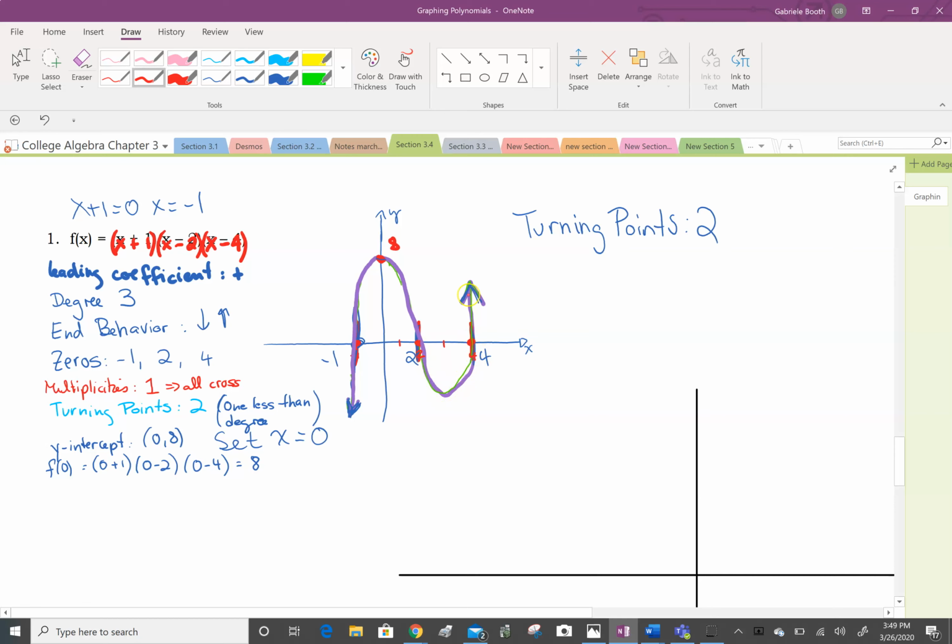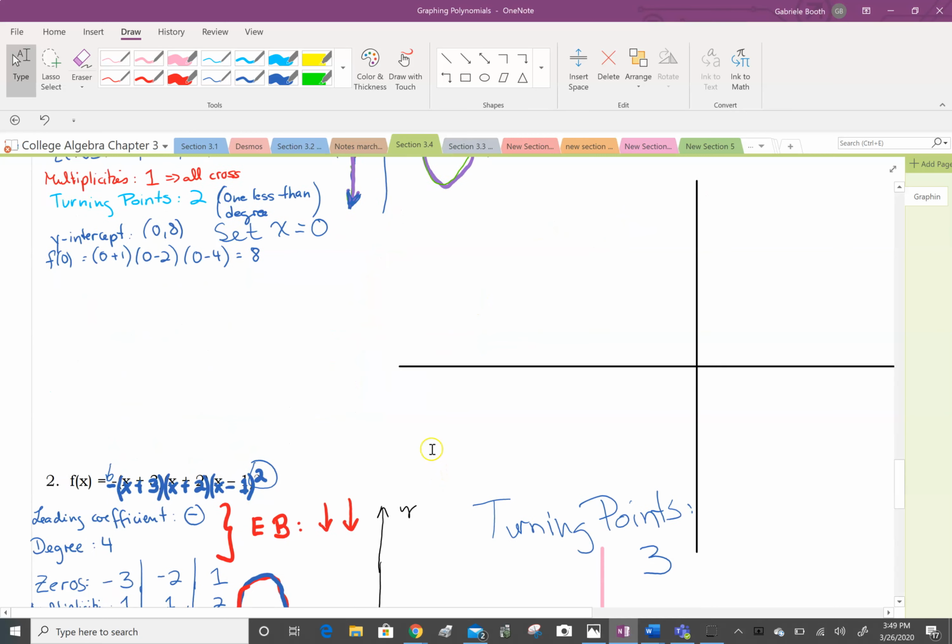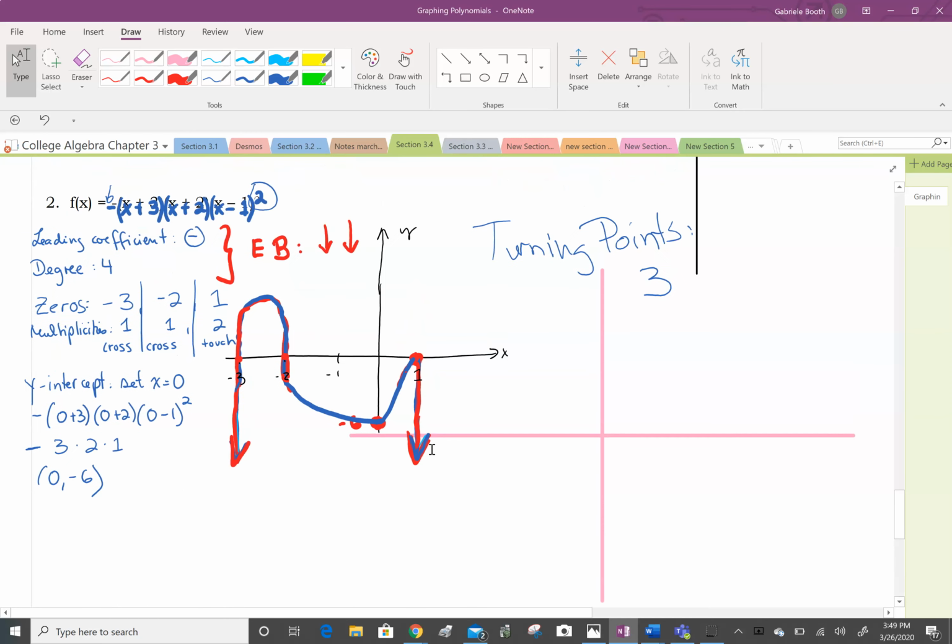So here's another example. It doesn't look all that great, but it gets the point across. We have a degree of 4. 1, 2, and 2 here makes 4. The leading coefficient is negative because of the negative. So with that said, we know that the end behavior is down, down. Degree of 4, that requires 3 turning points.